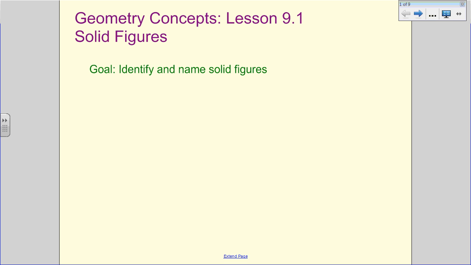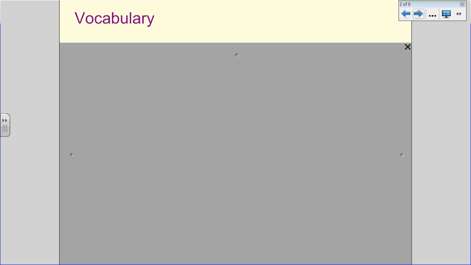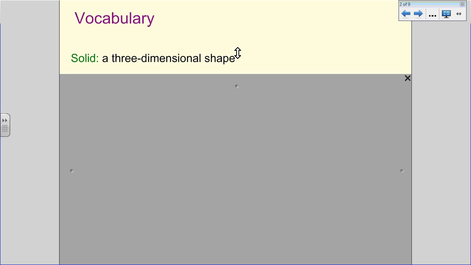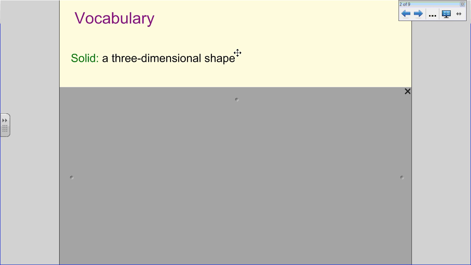We're going to start this fourth marking period here with lesson 9.1 on solid figures. So our goal today is just to identify and name solid figures. Let's go through some of the vocabulary that we have here. The first thing is, when we talk about solid figures, we're just referring to three-dimensional shapes.